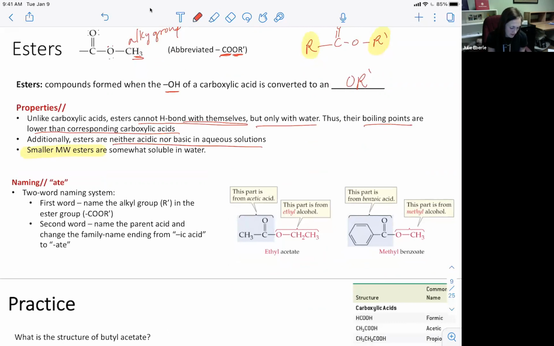Okay, how do we name them? We name them with this name ending ATE. So it's a 2-word naming system. The first word is you're going to name the alkyl group, the R prime group, the part that makes it the ester.